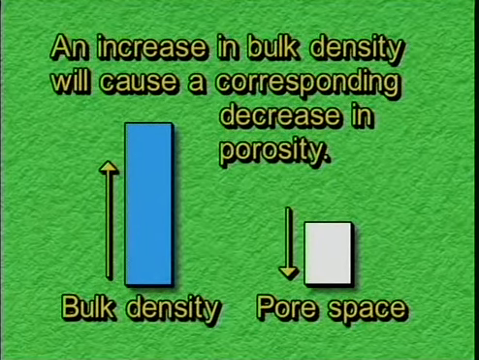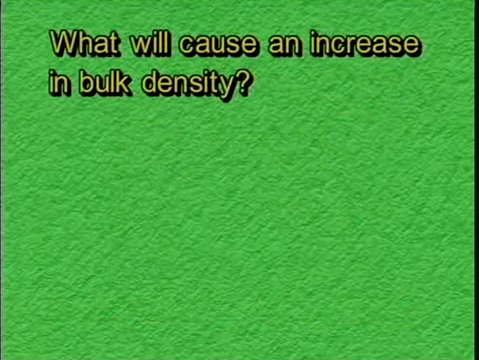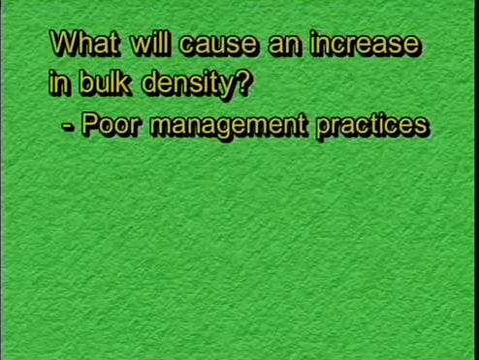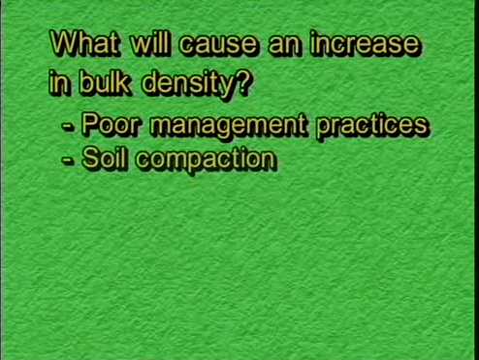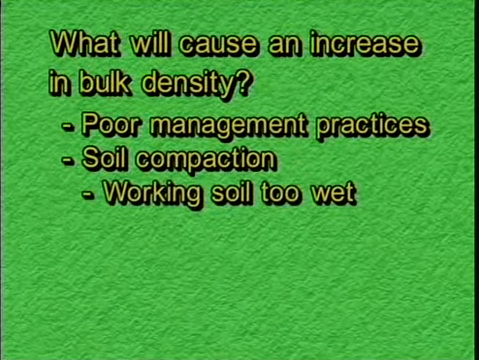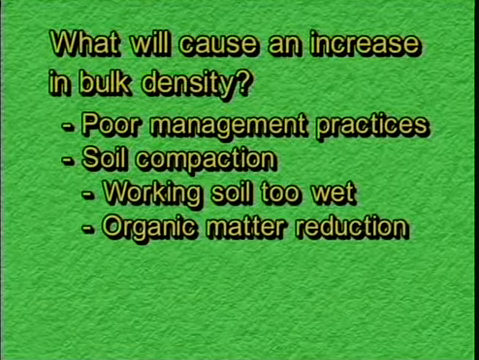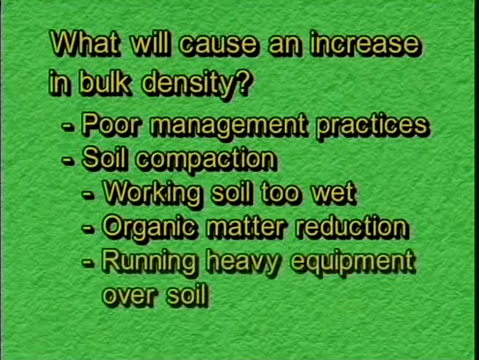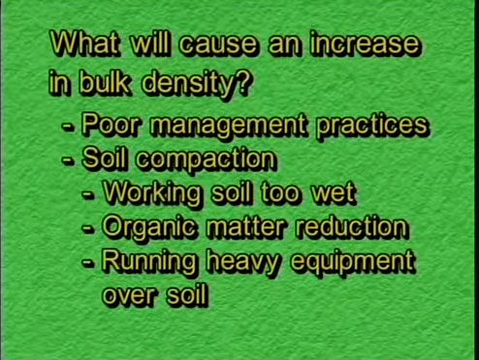And what causes an increase in bulk density? Poor management practices and or things which will lead towards soil compaction. Working the soil too wet, reduction of organic matter content, running heavy tillage implements or farm machinery over the soil, all of these things can cause compaction to occur under field conditions.